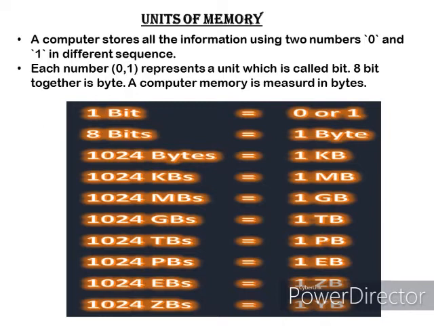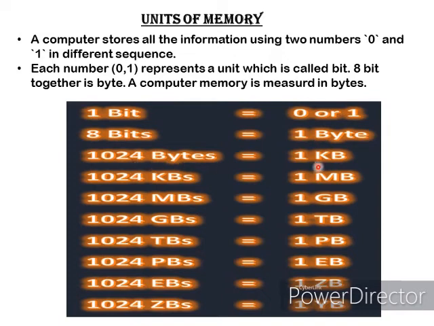Let's come to the units of memory. A computer stores all the information using two numbers, 0 and 1, in different sequences. Each number, 0 or 1, represents a unit which is called a bit, and 8 bits together become a byte. Computer memory is measured in bytes. 1 bit equals 0 and 1. 8 bits equal 1 byte.